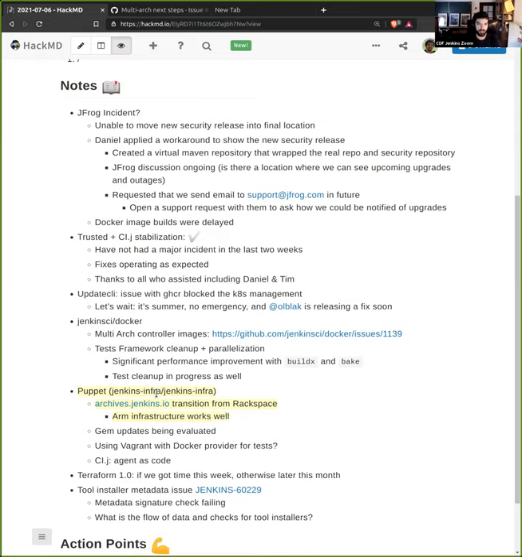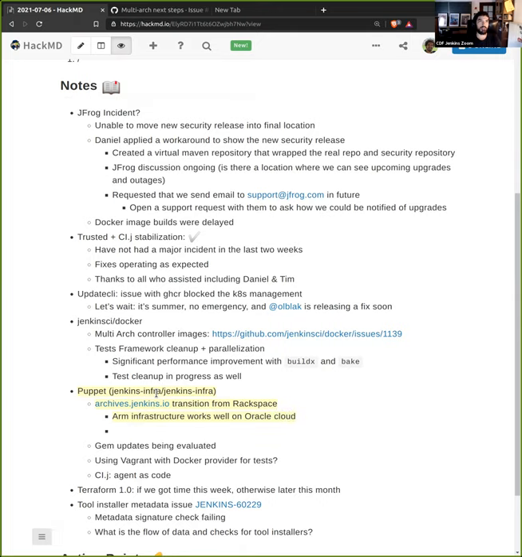So the idea now is to redeploy that machine on Oracle Cloud, but we have two constraints here. The first one is that in order to use an ARM machine, we need to run Ubuntu 20.04, and we are still running Ubuntu 18.04 on our infrastructure. So we need additional testing to be sure that everything is working.